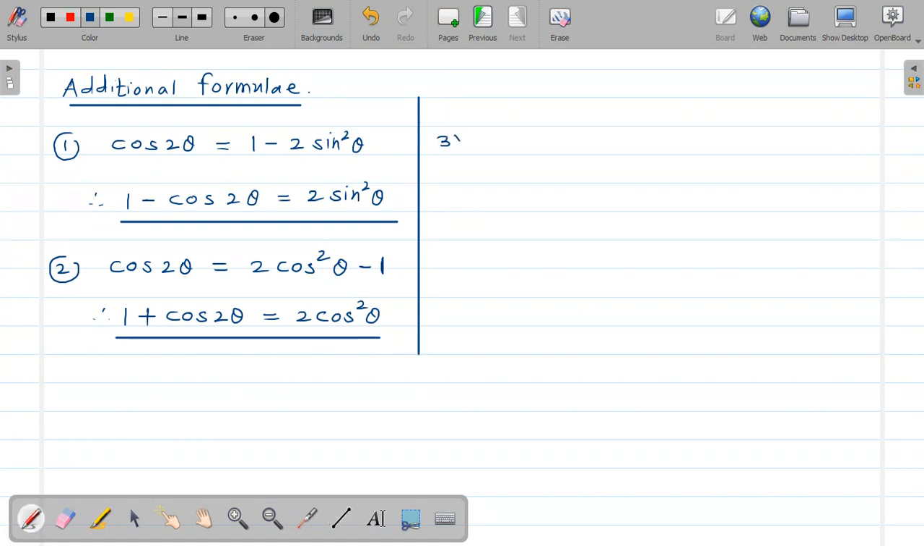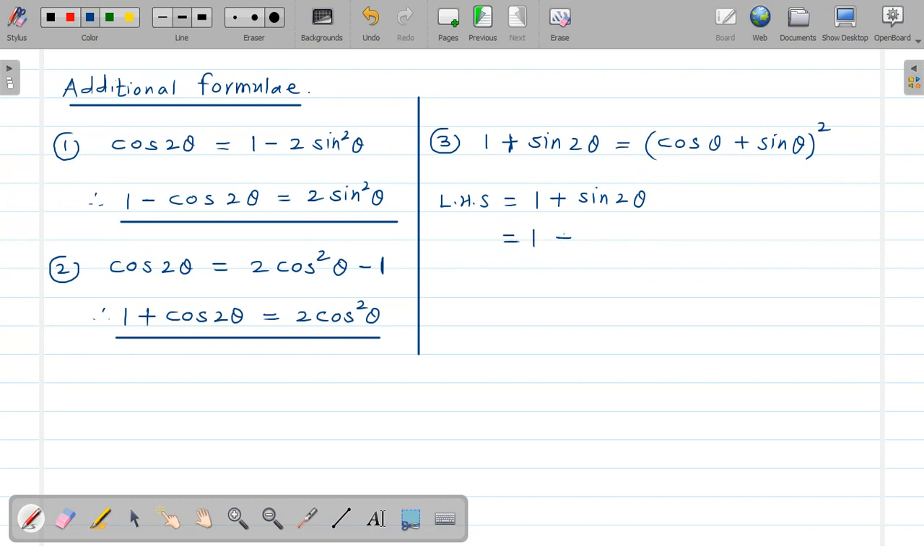Also now we will discuss the third formula, that is 1 plus sin 2 theta is equal to (cos theta plus sin theta) whole square. This is an important formula. Now how will you get this formula? So let us see the proof. Take the LHS, 1 plus sin 2 theta. Now sin 2 theta can be expressed as 2 sin theta into cos theta by that formula.